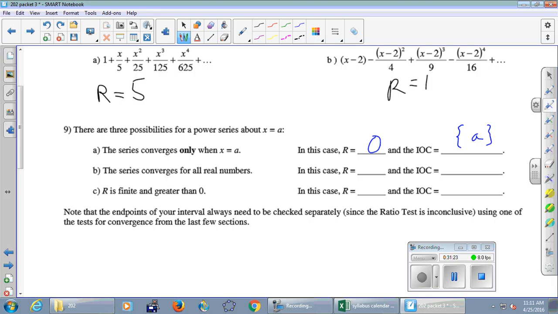Okay, part B, the series converges for all real numbers. It is possible you have a very, very well-behaved series that converges for any value of x that you plug in, anything at all. In this case, what would you say is the radius of convergence? Infinity. And the interval of convergence? Yeah, -infinity to infinity, all real numbers. If you want to draw a fancy R, you can do that.